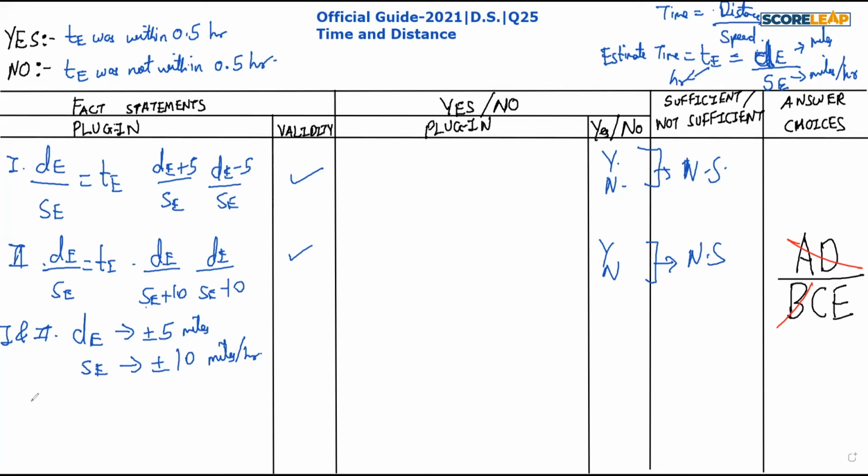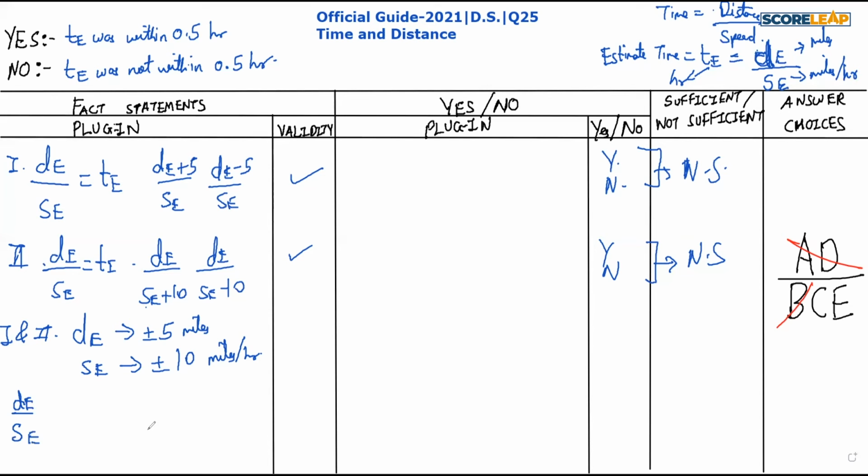So if DE and SE values are very large, let us take some very large values, then the estimate will definitely be within 0.5 hours, or the difference can be as small as 0.1 hours. But if DE and SE values are very small, then we can have the estimate greater than 1 also, meaning the estimated time can be greater than 1 also. So here also we can get a yes or a no.